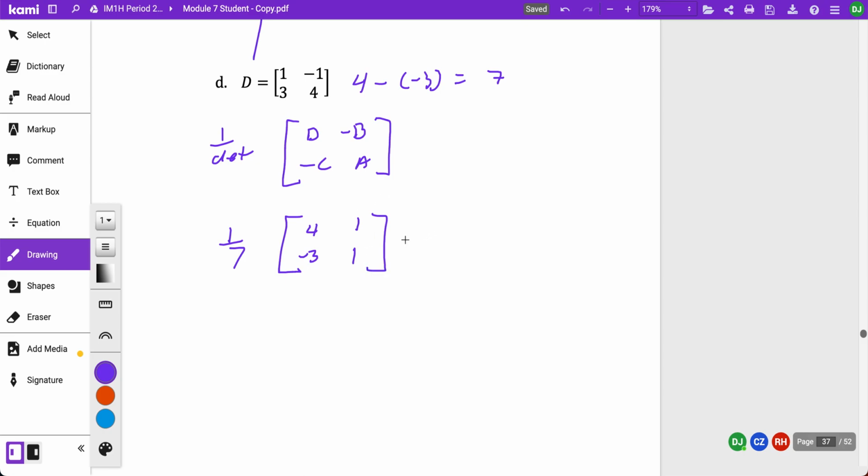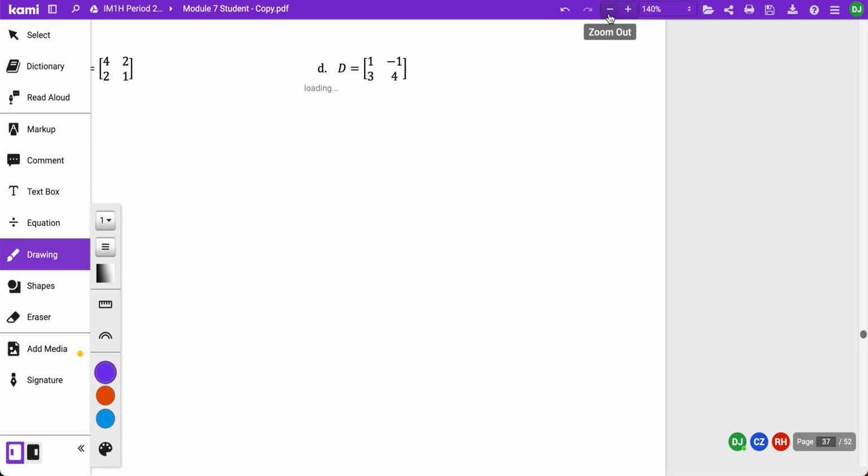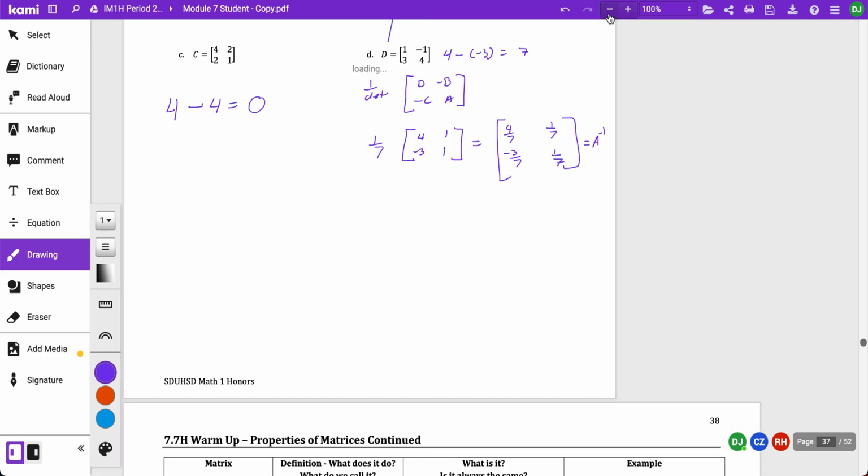So then when I distribute this, I will get my multiplicative inverse of 4 over 7, 1/7, negative 3 over 7, and 1/7. So this right here is what we call the multiplicative inverse, represented with the A to the negative 1. Remember what that's saying is if I took the 1, negative 1, 3, 4 and multiplied it by 4 sevenths, 1 seventh, negative 3 sevenths, and 1 seventh, you can quickly and easily get your multiplicative identity, the 1, 0, 0, 1.